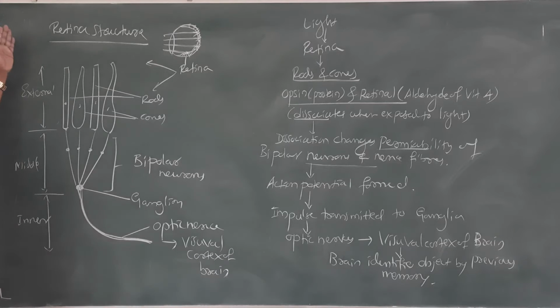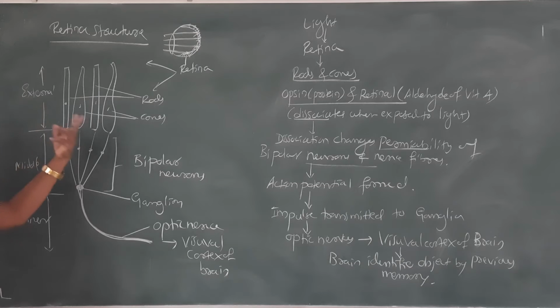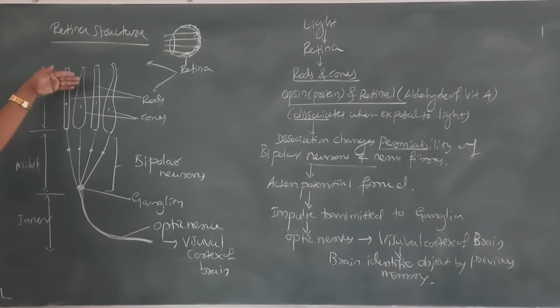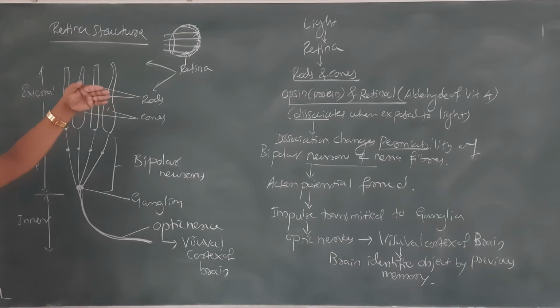First you need to remember the retina structure. The retina basically has rods and cones, which are photosensitive. Rods are sensitive to dim light, cones are sensitive to daylight and discriminate the color. Then the signals pass through the bipolar neurons, then to the ganglion, then to the optic nerve. So when light falls on the rods and cones, there is opsin, a protein, and retinol, the aldehyde of vitamin A.